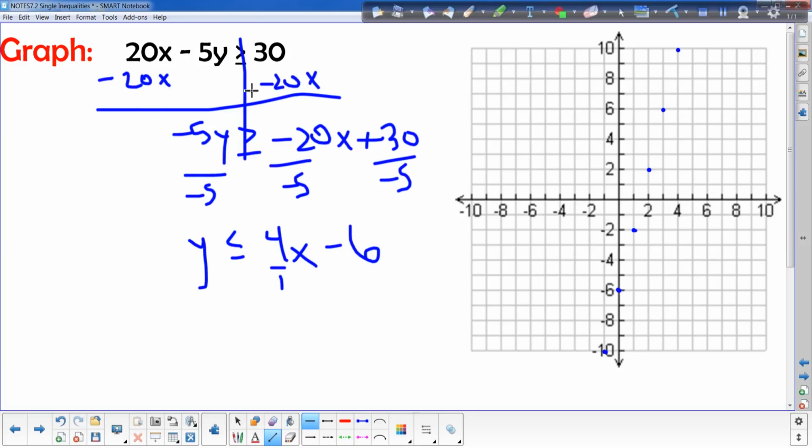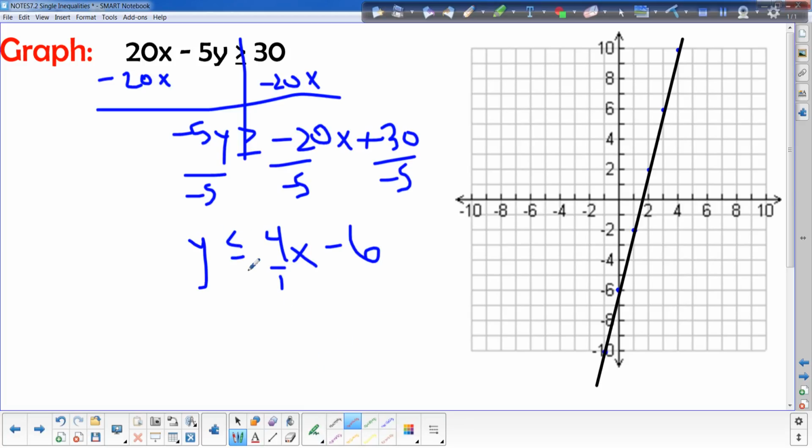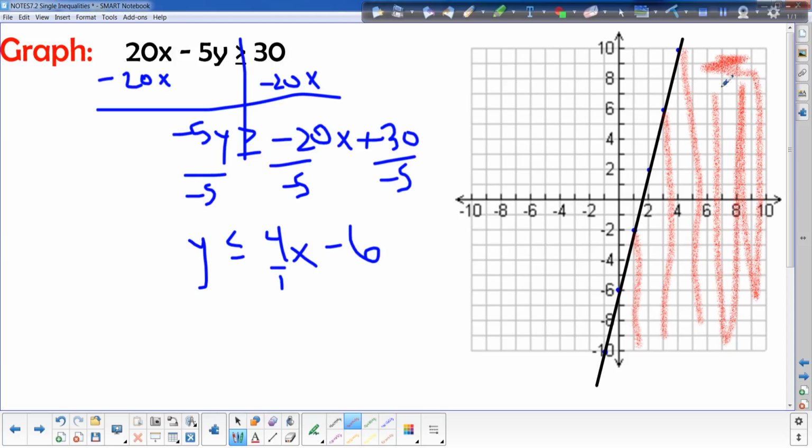Because it's a less than or equal to, still an equal to, I'm going to draw the whole line. Then, because it's a less than or equal to, that means I want all the y's that are below the line. So pick any dot on the line, like right here, and go straight down. Any dot and go straight down. So now you know where the area is. It's over here.